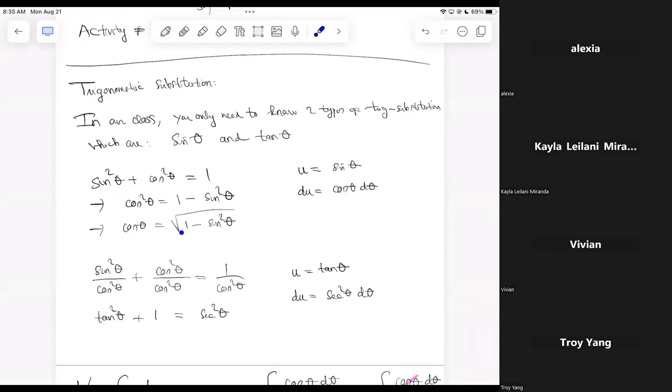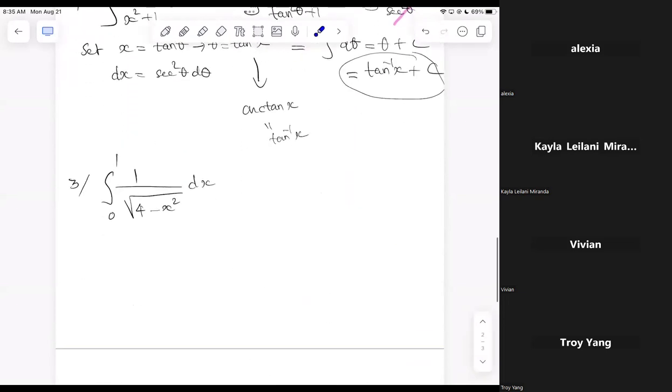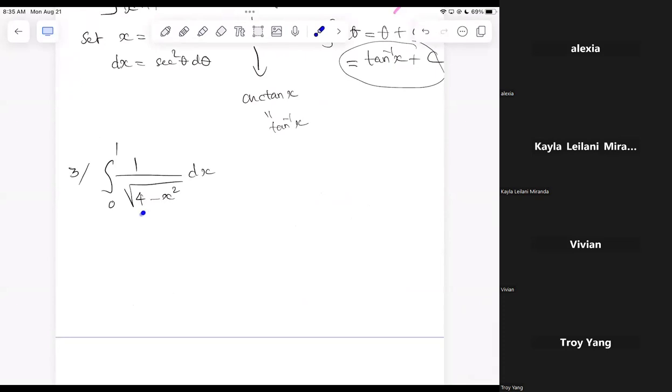Cosine theta equals square root of 1 minus sine square theta. So for this one we need a number 1 here, but in this case the number is 4. So we need to modify it a little bit. The number 4 right here becomes 1 by factoring out.